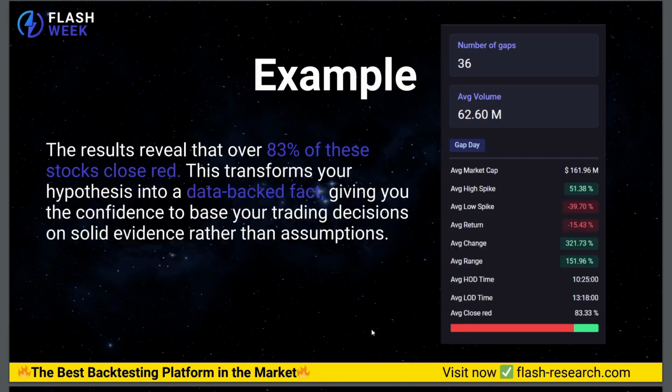For that, you can make a search, and the results reveal that over 80% of these stocks closed red on the day. This transforms your hypothesis into a data-backed fact, giving you the confidence to base your trading decisions on solid evidence rather than assumptions.